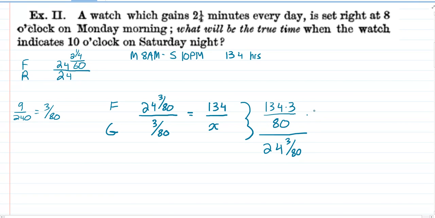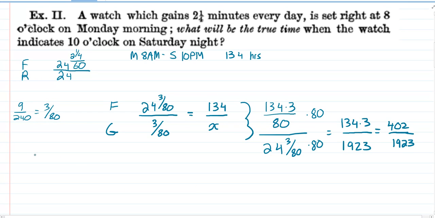So let's multiply this by 80 and multiply this entire thing by 80. So I get 134 times 3 all over 24 times 80, which is 1920 plus 3, so 1923. Okay, so I get 402 over 1923. So this tells me how many hours were gained.